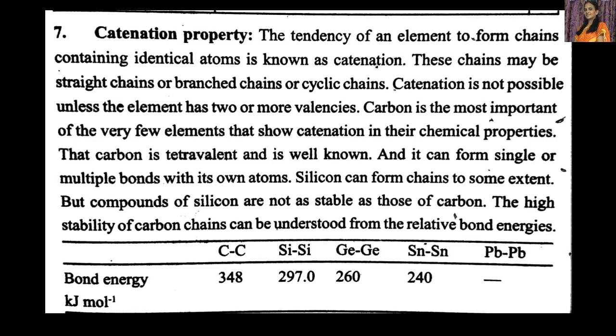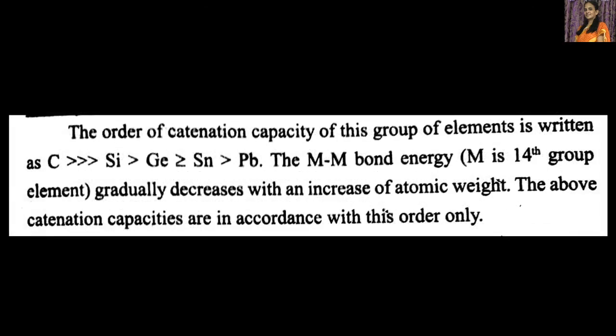Such a type of bond cannot be formed. From this, we can say that the carbon-carbon bond is stronger and more stable. Therefore, its catenation power is more and it can form long chains and rings readily. Here we can say the order of catenation capacity of this group's elements: carbon is very much greater than silicon, which is greater than germanium, which is equal to or greater than tin, which is greater than lead.